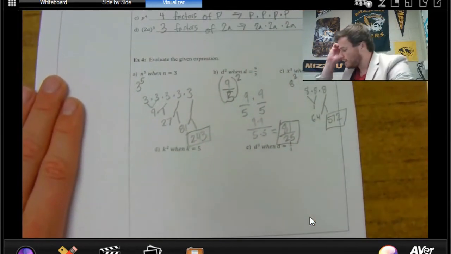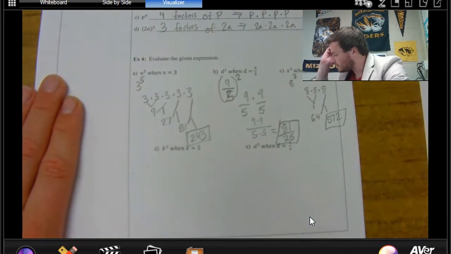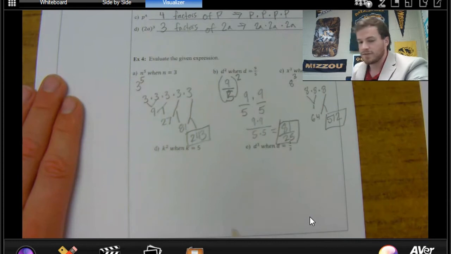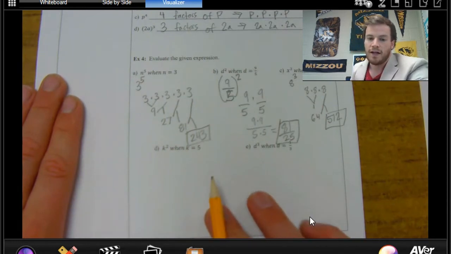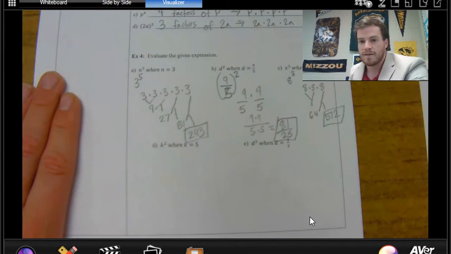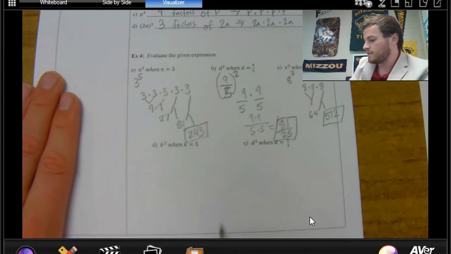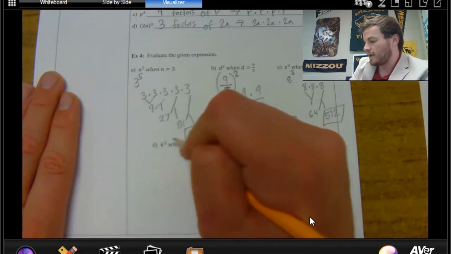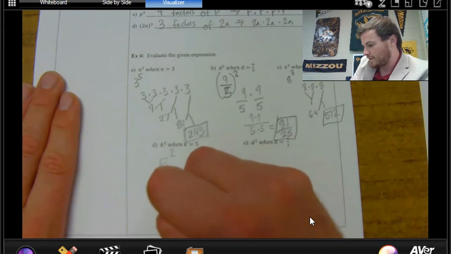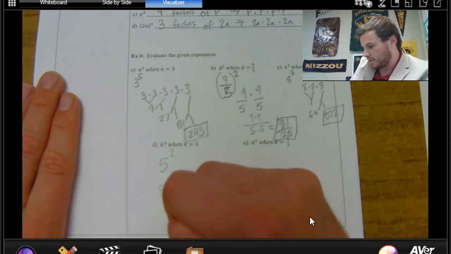Letter D, k squared when k equals 5. This one should be a you try. So I want you to pause right now and do this on your own. All right, if you've attempted it, please now watch me do it. So we plug in 5 for k, so it's 5 squared. Same thing as 5 times 5, which is equal to 25.